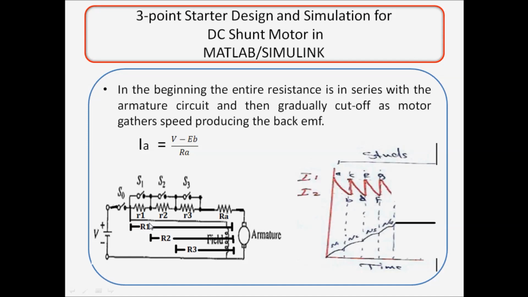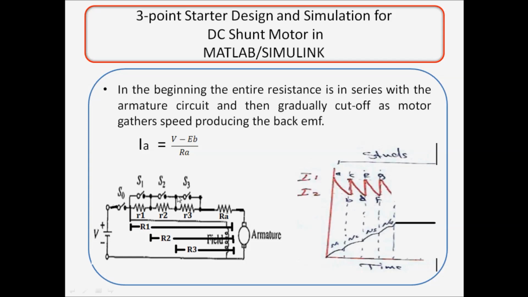This is the circuit of DC shunt motor. Here the starter resistor is connected in series with the armature, where small r1, small r2, small r3 are the section resistors of the starter. Capital R1, capital R2, capital R3 are the step resistors of the starter. S1, S2, S3 are the switches used to bypass the section resistors. Finally, S0 is the switch used to connect the supply to the motor.